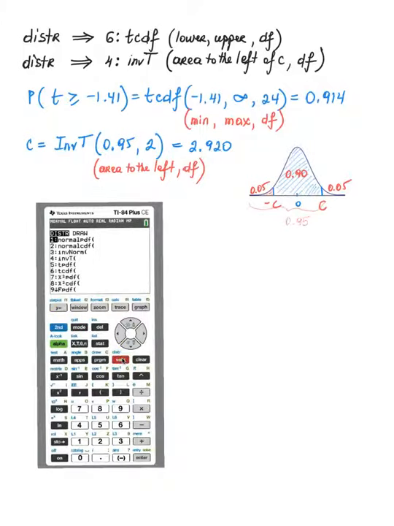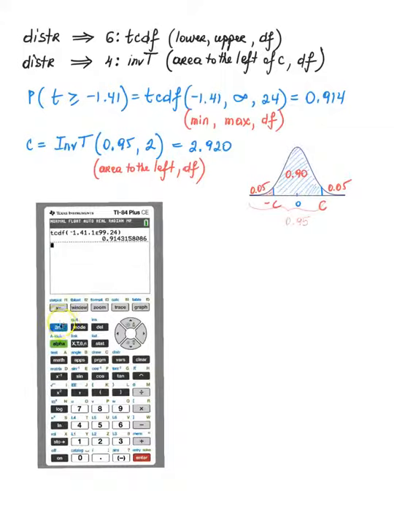Second, vars. Scroll down to option 6 or just click 6. To use tcdf function, enter the lower bound of negative 1.41, upper bound of positive infinity, which we enter by 1 second EE 99, which really tells your calculator it's got to be a big number, degrees of freedom 24. Press enter a few times until you have the result. Round to 3 decimal places to get 0.914.